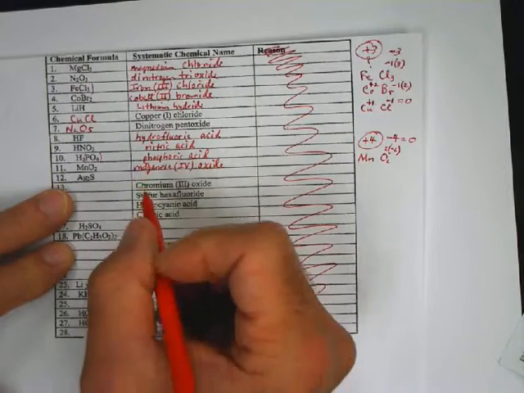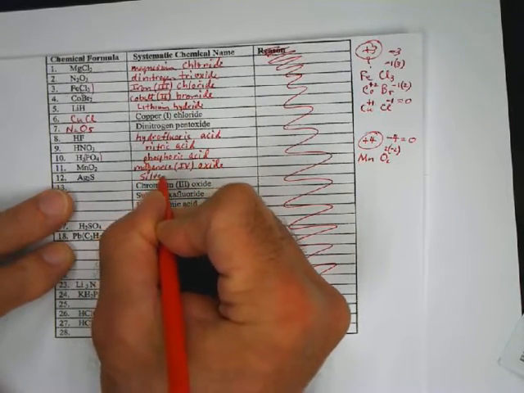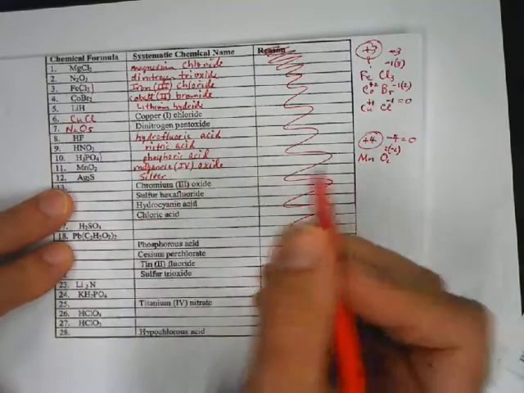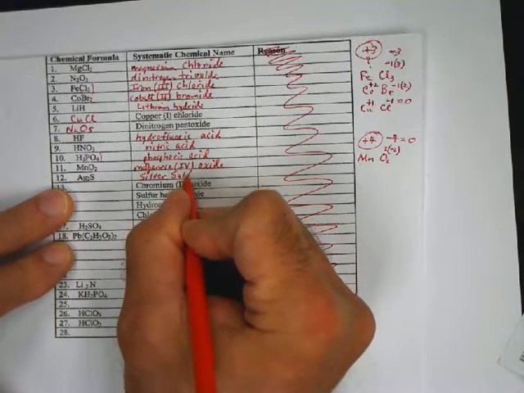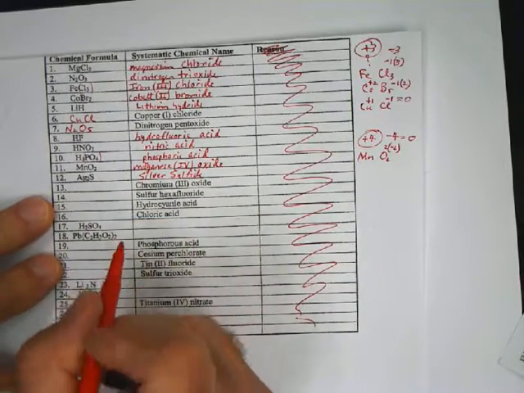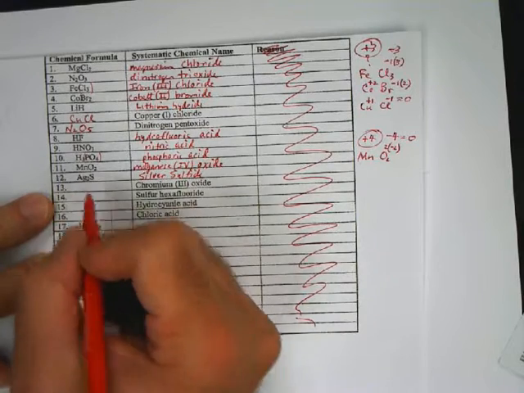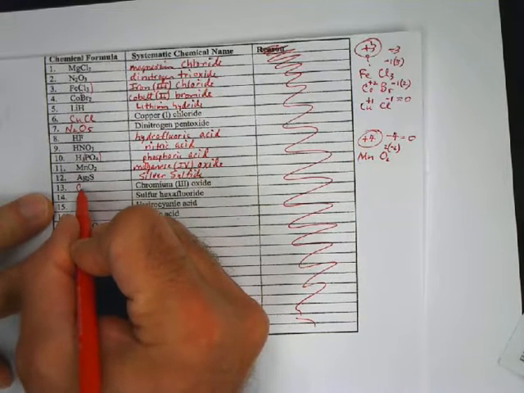I'm going to go a little faster now. Here we have chromium 3 oxide. So we have chromium, right, Cr. It must be a +3 charge. And then oxygen has a -2 charge. We can use our crisscross rule. And so we get Cr2O3.